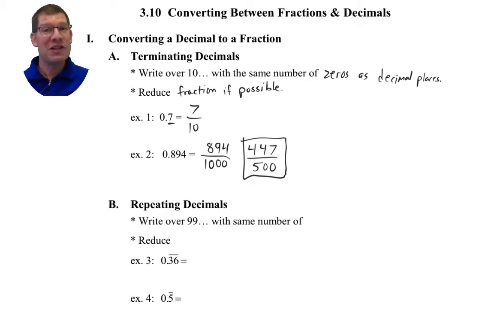If you are allowed to use a calculator with a fraction key, something you could do right now is put in the numerator, so 894 fraction key 1,000 equals. That'll automatically reduce it for you. Some calculators can't handle 4 digits in the denominator, but they can handle 3, so you could get this far and then type it in.